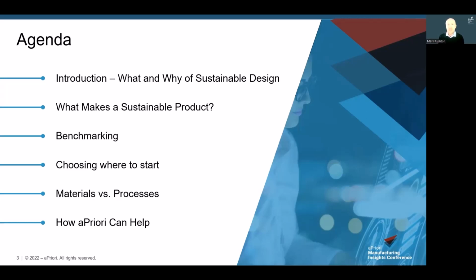Then we'll dive into how we can start to lower the carbon footprint of our products and product manufacturing. Knowing where to start is crucial. Then we'll look at the impact of materials and manufacturing processes and how they contribute to greenhouse gas emissions. And we'll finish up with how aPriori can help deliver the insights you need to go from intent to action towards your sustainability goals.